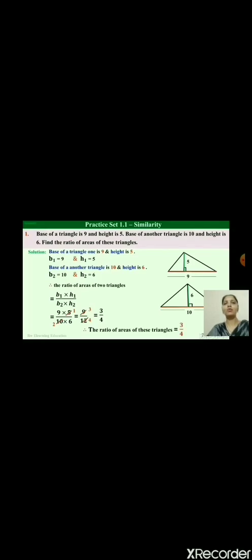So now let's move on to the second question. Question number 1 was very simple. I hope you all have understood it very well. Now the second question of practice set 1.1. In figure BC is perpendicular to AB, AD is perpendicular to AB and BC is equal to 4, AD is equal to 8. Then find area of triangle ABC upon area of triangle ADB.